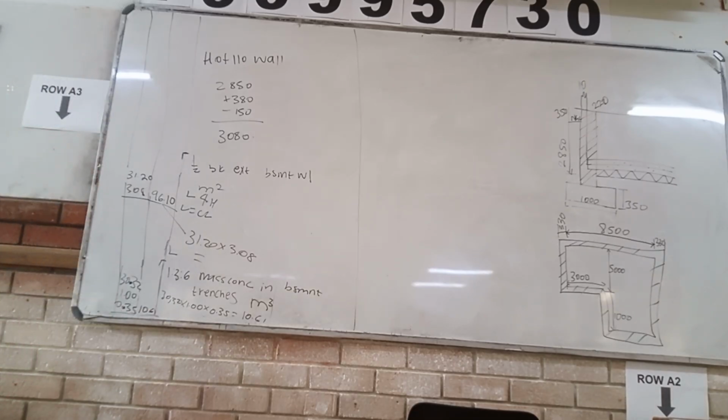So that is the take off. Now we are going to answer 3.1, which says: calculate the total cost of brickwork for building only the half brick wall, if the bricklaying rate is 335 per square meter, use 30% for overhead and profit.